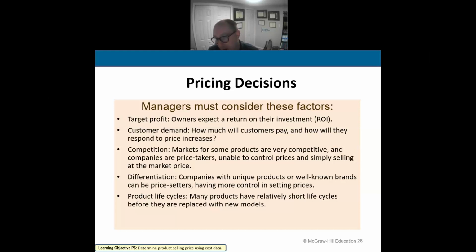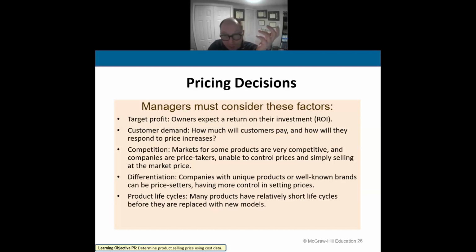So we need to set our sales prices for our products and services to the point where we're earning profit. There's this thing called target profit. It's how much does the owner want to make in terms of profit. That's called target profit. That's based off of the return on the investment.